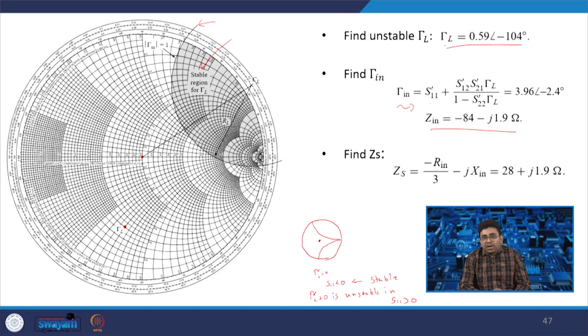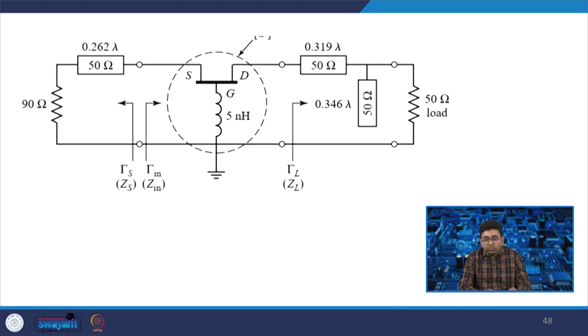The condition to have oscillation is that RL will be minus R in by 3 and XL should be minus X in. If we do that, minus 84 will be replaced with 28 and minus j 1.9 will be replaced with plus j 1.9 at the ZS. So, now you have the gamma L and ZS points, both are there. You can design the input matching network. You can design it by L and C, or by stub matching, and here stub matching has been used.